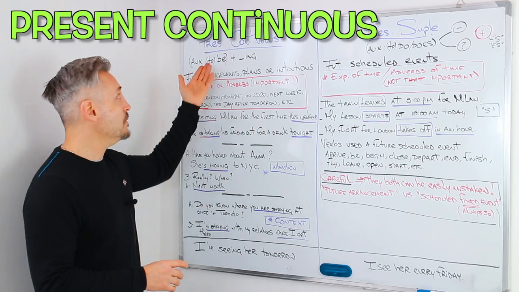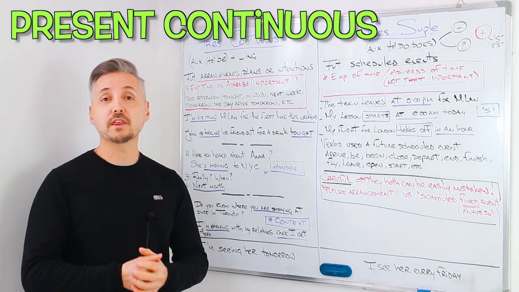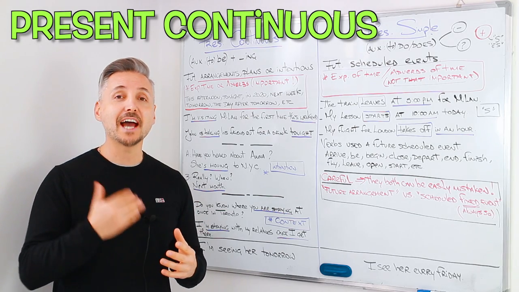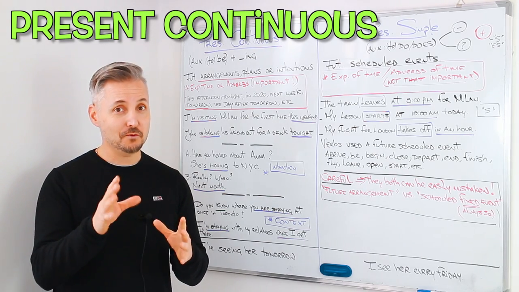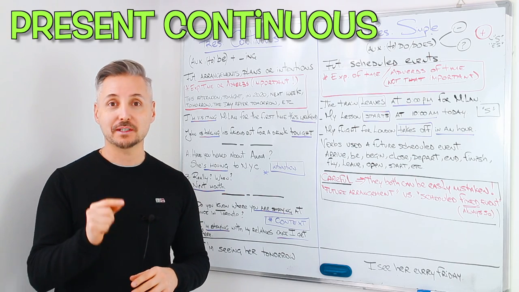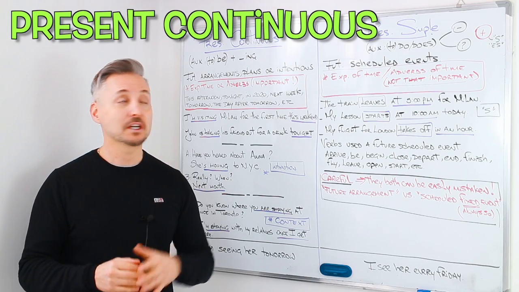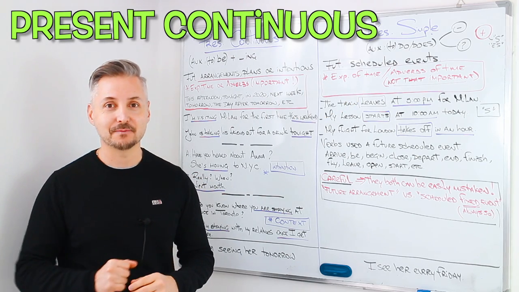So, when we have the verb to be, we have the verb with an ing form. If you don't remember that, you should review the present continuous. There is a lesson on the present continuous on my playlist, so you may click here to watch that lesson.